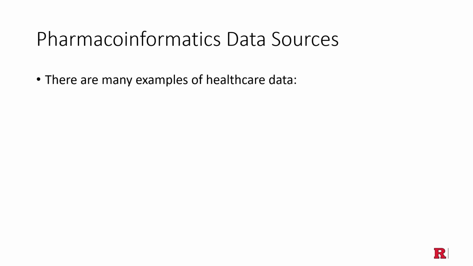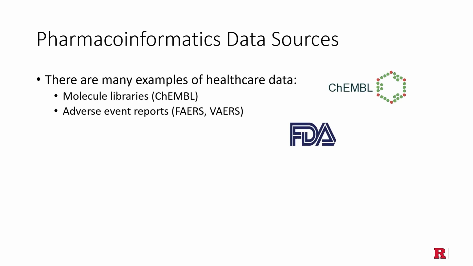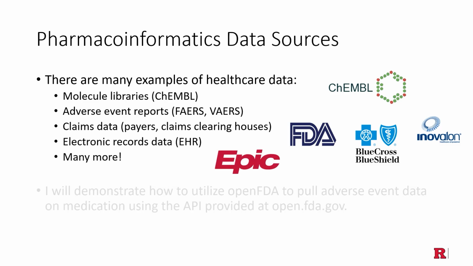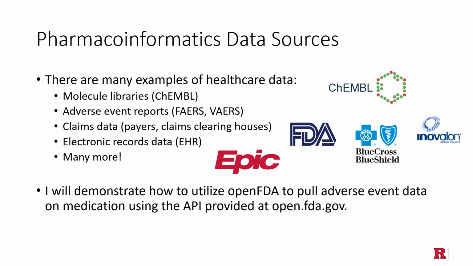There are many different types of healthcare data, including molecular libraries like ChEMBL, adverse event reporting databases like VAERS and FAERS provided by the FDA, claims data such as payers and claims clearinghouses like Inovalon, electronic health records or EHR, and a whole lot more. Today I will demonstrate how to utilize OpenFDA to pull adverse event data on medications using the API provided at OpenFDA.gov.